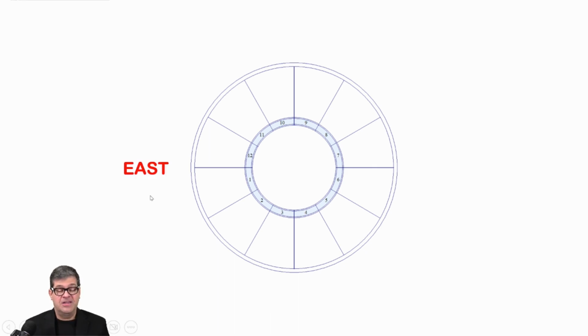This direction is east. I know it's counterintuitive. I'll explain why in later videos, but for now, just ride with me here. This side of the chart is west. This is a horizon line, meaning planets will be above and below the horizon line at different times of the day, depending on when someone was born. The top part of the chart here is actually looking south, and the bottom part is north.